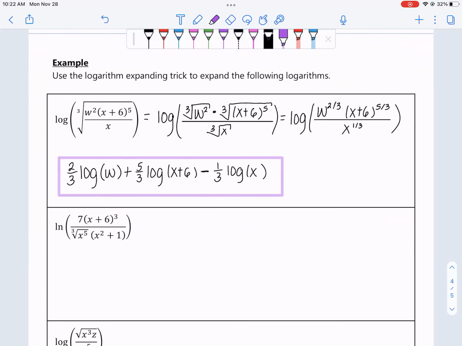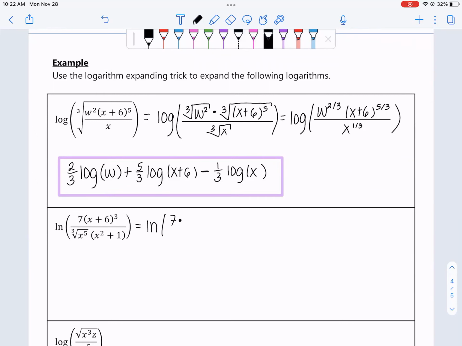All right, there are 4 pieces in this one, right? 7. This guy here, x plus 6 cubed, this one, and this guy here. There are 4 different pieces. So we're going to have 4 different terms when it's all expanded. The one I need to make sure to rewrite is this guy. So the cubed root of x to the 5th is x raised to the 5/3. I'll just rewrite the whole thing now.